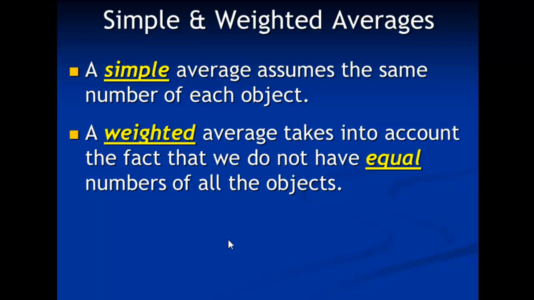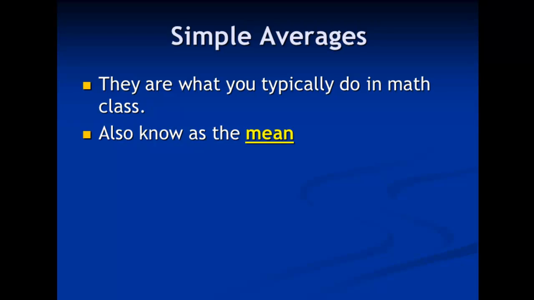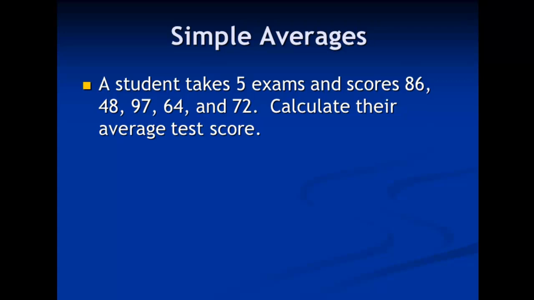So a simple average is probably what you're used to doing in math class. Sometimes it's called a mean. And so you just add up all the items and then divide by the number of them that there are. So let's do a couple of examples here. A student takes 5 exams and scores 86, 48, 97, 64, and 72. Calculate their average test score.